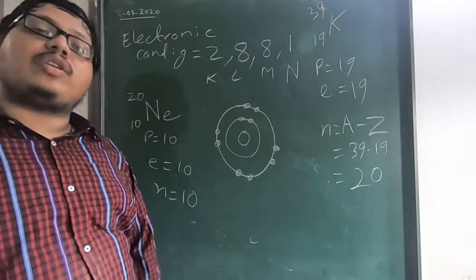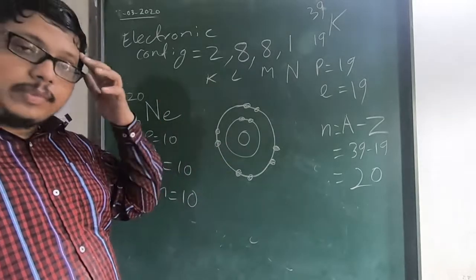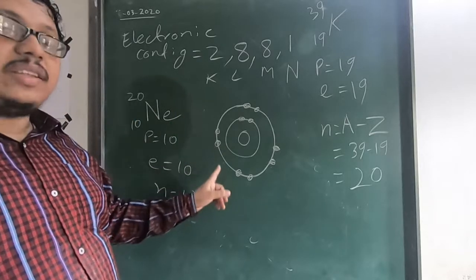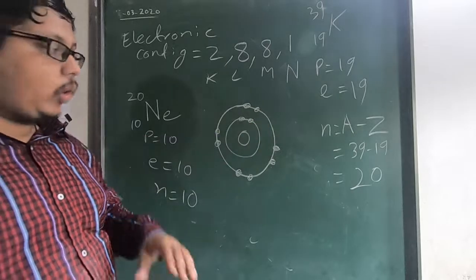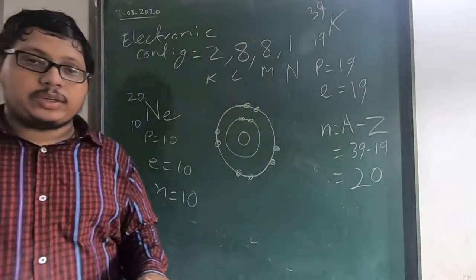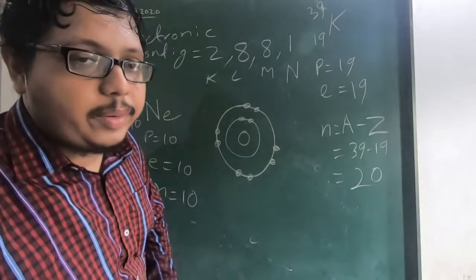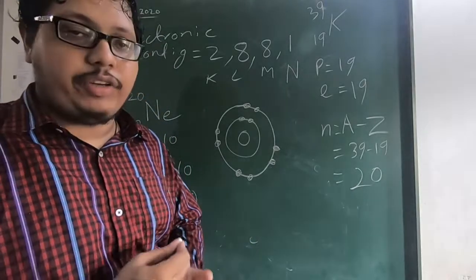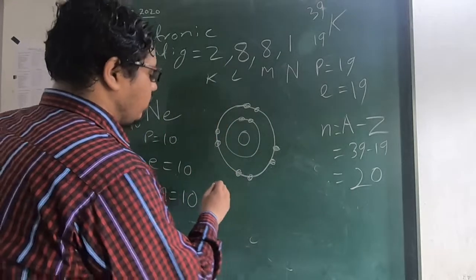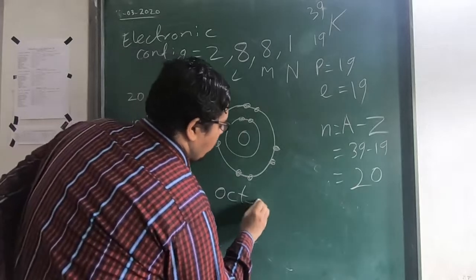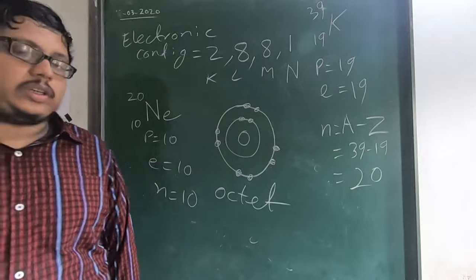What is the maximum capacity of the L shell? 8. It is also having 8. So the last shell is the L shell, and the L shell is having 8, completely filled, till the maximum capacity. This is also known as a stable electronic configuration, just like the previous one. And since it is 8 in the last shell, we call it an octet.